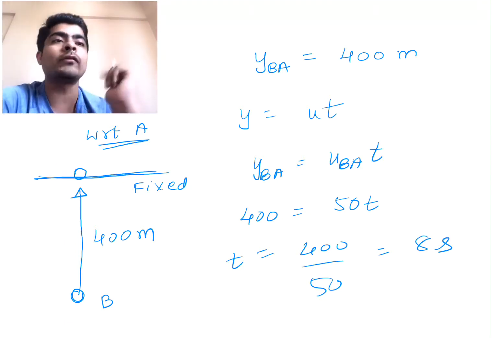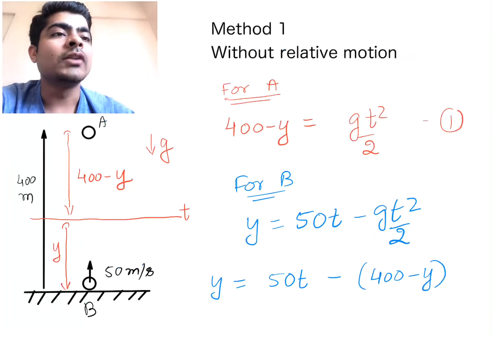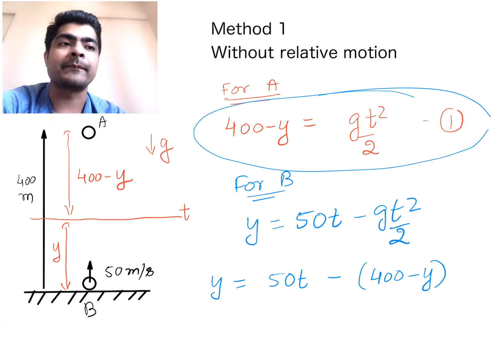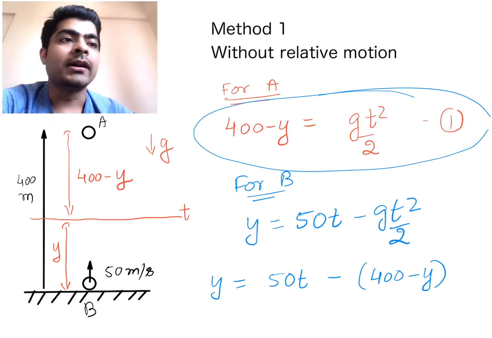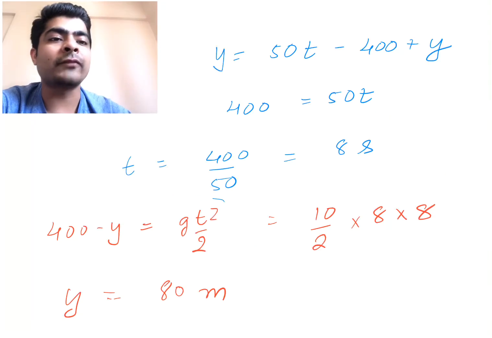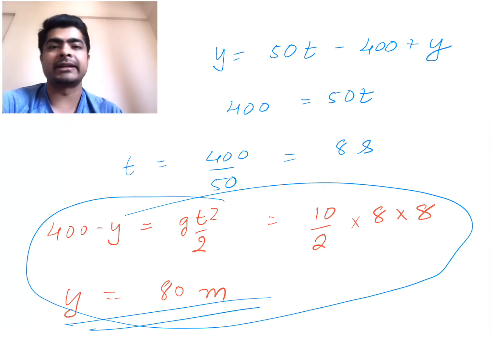Now we again go with respect to the ground, same as in method 1. So we use the equation of method 1 for the particle A to solve the question now. We know the value of t to be 8 seconds. So we follow the same method and we again get y equal to 80 meters.